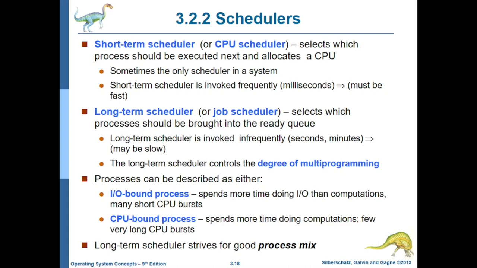The long-term scheduler strives for a good process mix in the system. A process mix is a combination of I/O bound and CPU bound processes that optimizes the utilization of both CPU and I/O resources. A good process mix balances the load of the system and avoids wasting resources or creating bottlenecks.